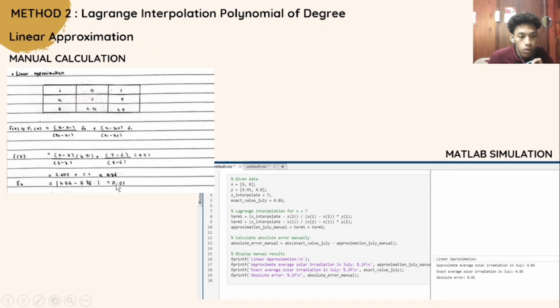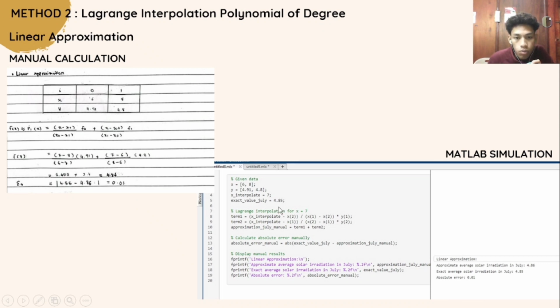This is our approximation value. What we need to find is the absolute error. Our exact value is 4.85. The formula for absolute error is exact value minus approximate value. So 4.85 minus 4.86 equals 0.01. This is the absolute error for linear approximation.